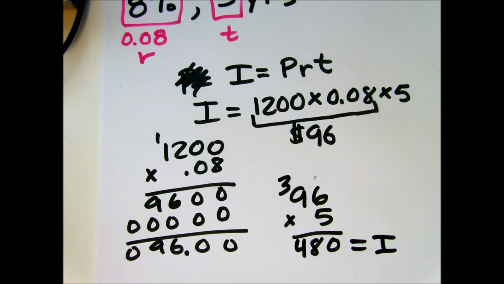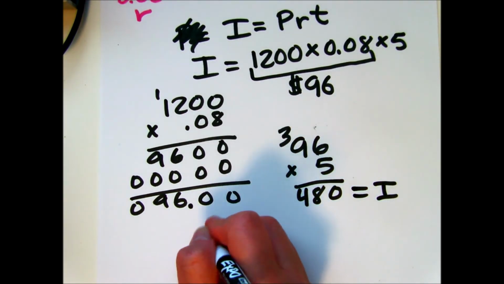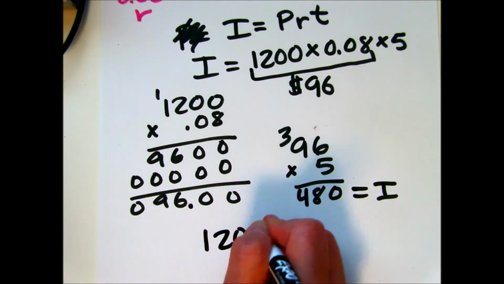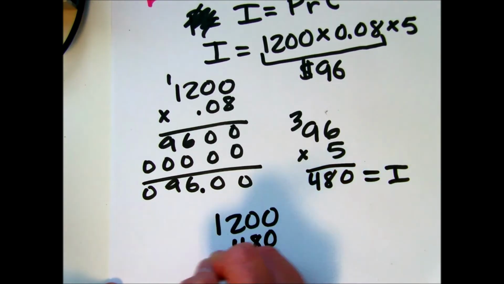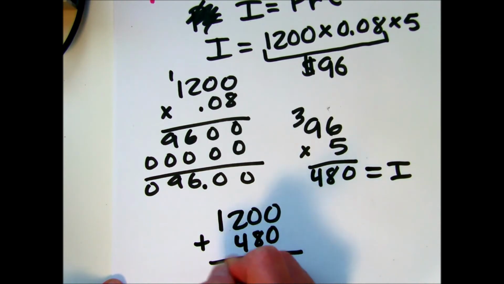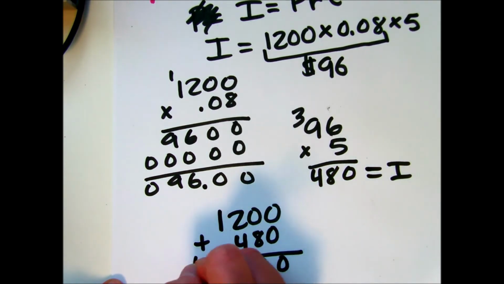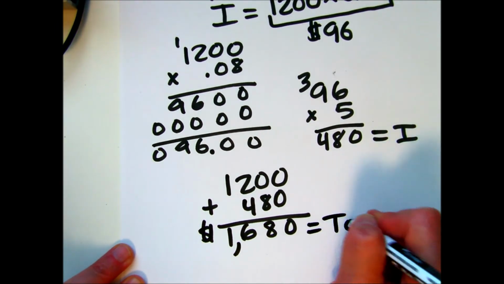And of course, if we want to know the total amount that we'll owe the bank, including the interest, we're going to add our original amount, the principal, to the interest. So that would represent the total owed.